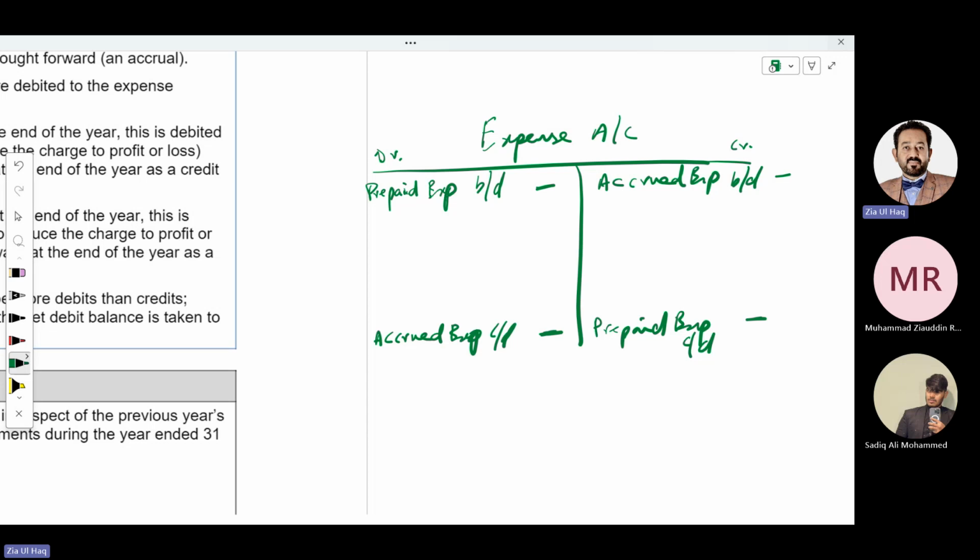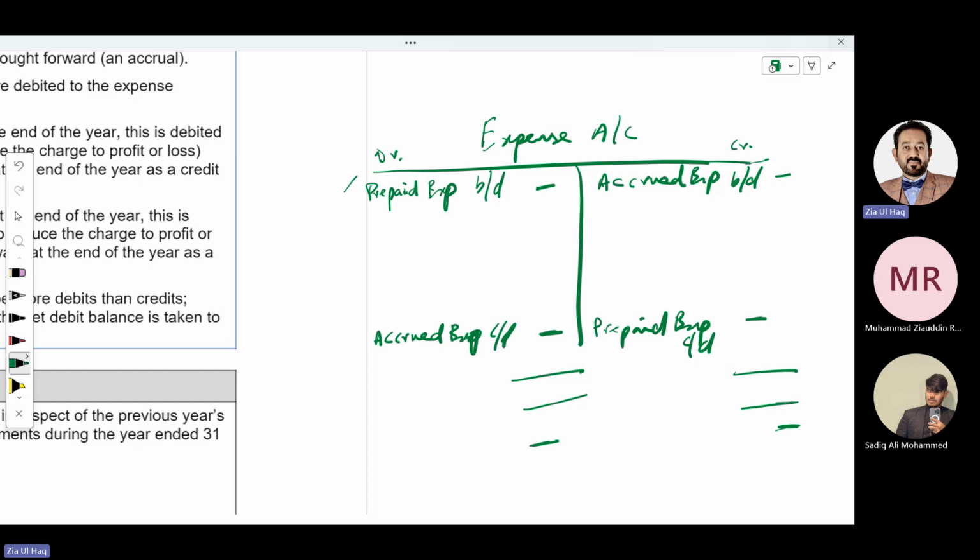Because prepayments, prepaid expenditure, are an asset, and an asset has a debit nature. That's why its opening balance will be on the debit side. Obviously, closing is on the credit side. So next, this will be transferred to here, meaning it becomes debit for the next period. And accrued expense is a liability, and liability nature is credit. That's why the accrued expense opening balance is credit. Closing is debit. Obviously, this will be recorded here in the next period. Is that fine?